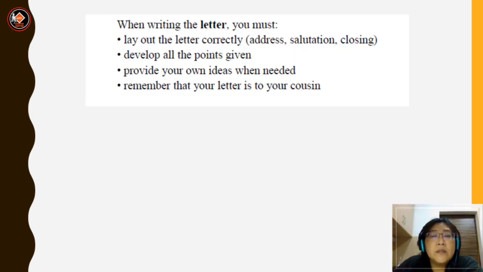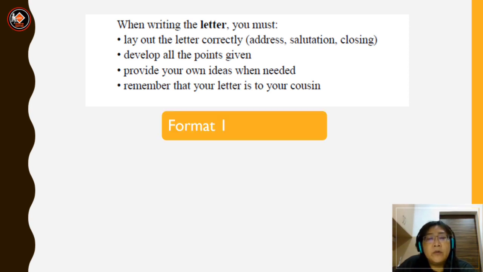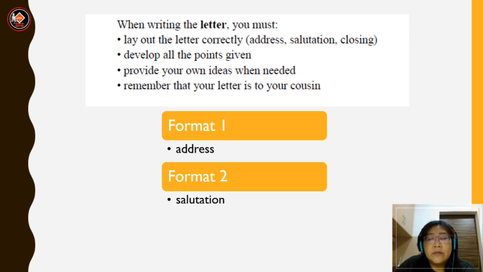When writing the letter, you must lay out the letter correctly, where you have the address, salutation, and closing. Then develop all the points given. Provide your own ideas when needed. Remember that your letter is to your cousin. So the first thing is format 1, the address. Format 2 is the salutation, and format 3 is the closing.